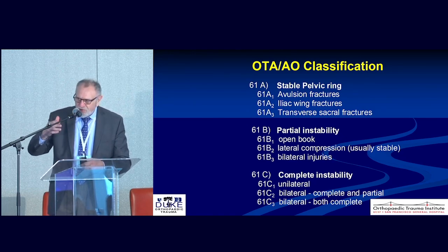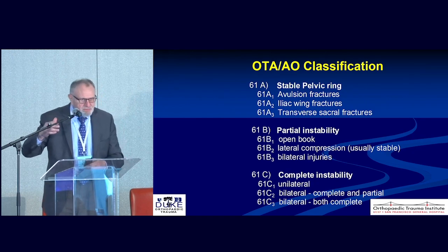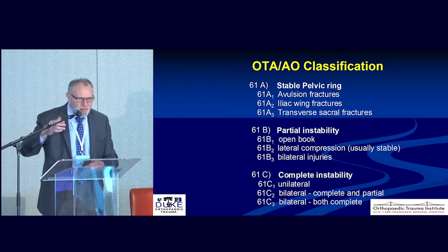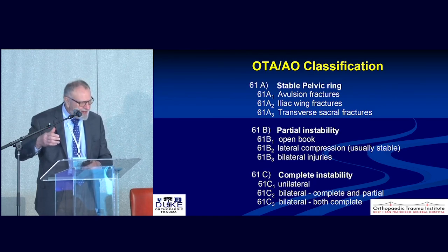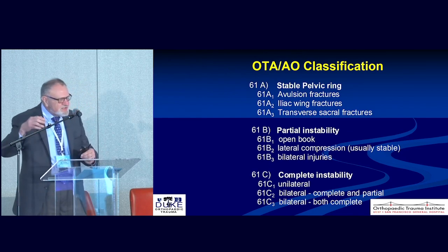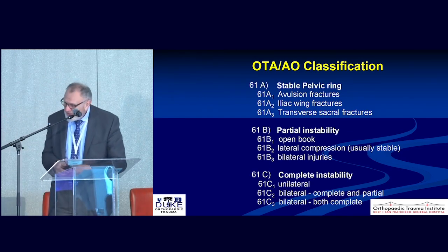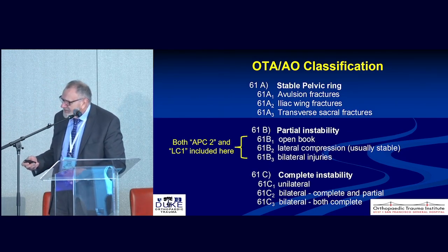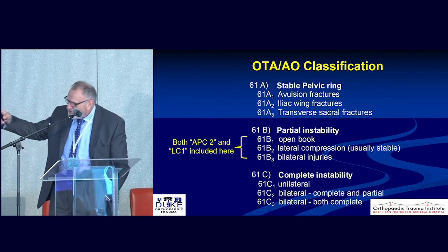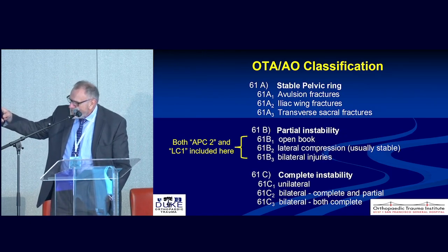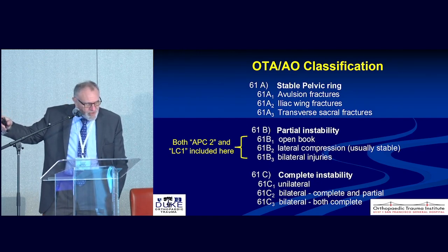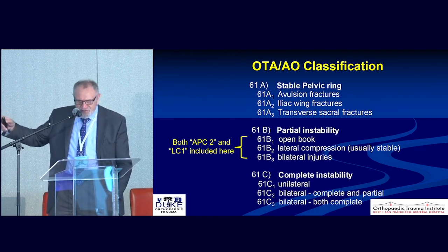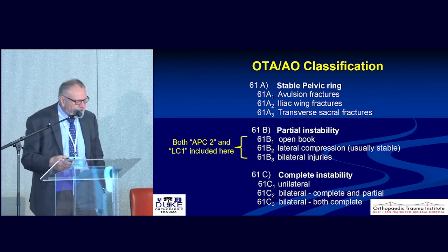The classification, they went over this a little bit yesterday. There's actually a formal agreement between the OTA and the AO. What we've agreed to is that when we reference this in the US, it's the OTA-AO classification, and when it's in Europe, it's the AO-OTA classification. The thing that's interesting and confusing to people is that the partial instability, the B1, the so-called open book of what would be an APC2 in Young-Burgess, is in the same classification as lateral compression. Some people find that confusing.